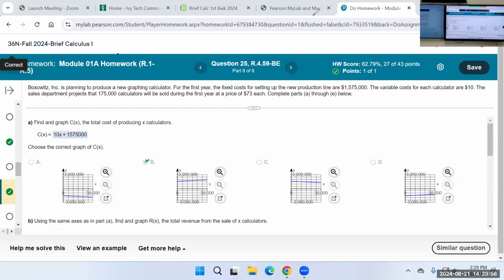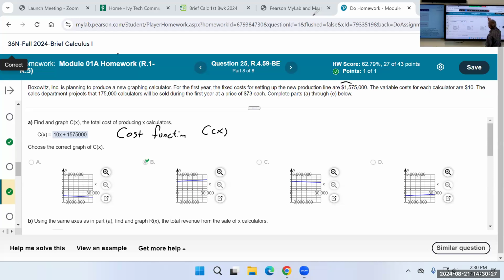So this is where cost, revenue, and profit will come up. This is kind of the beginning of our 3 friends: cost, revenue, and profit. Cost, pretty self-explanatory. This is what it costs us to produce these calculators. And we're going to write that as a function. So the cost function, C of x. So how do I build that?